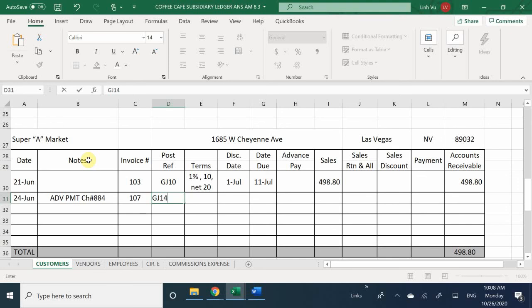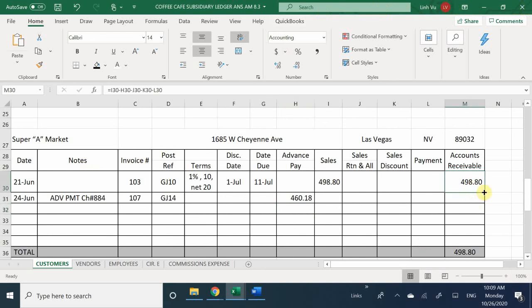Well, the general journal 14. Terms are the same as above. We haven't delivered yet. We haven't billed them yet. So then we go to advance payment, which is 460.18.